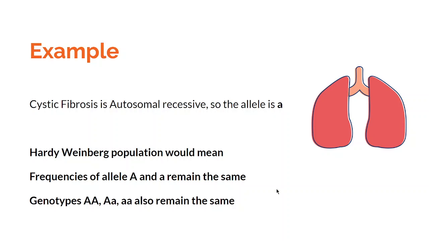Cystic fibrosis is an autosomal recessive condition, so the allele carrying the cystic fibrosis gene would be the small a because it's recessive. A Hardy-Weinberg population would mean that the frequency of the dominant allele and the cystic fibrosis recessive allele would remain the same, and the genotypes, big A big A, big A little a, little a little a, would remain the same, i.e. the people that were carriers would remain the same, and the frequency of people that had it would also remain the same over time.